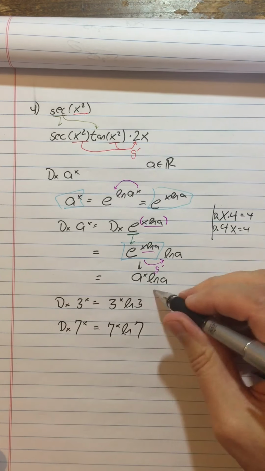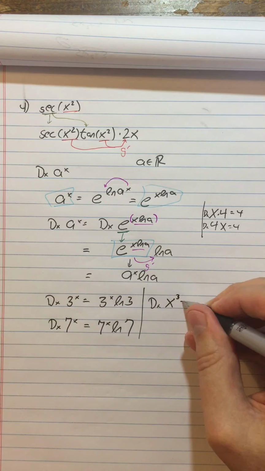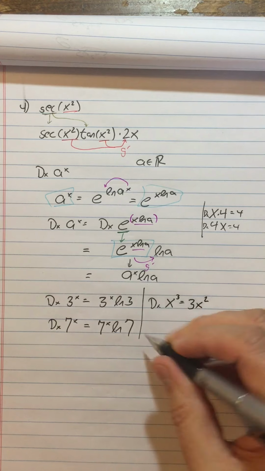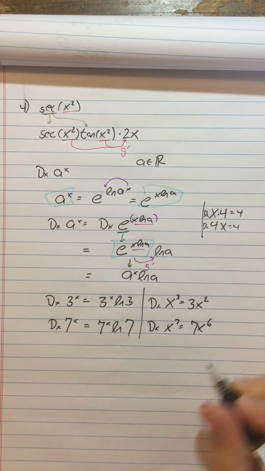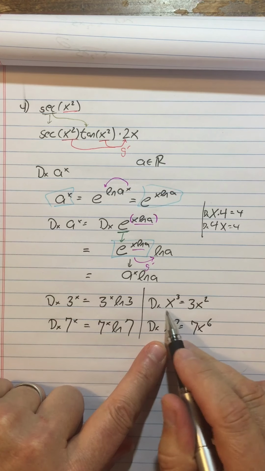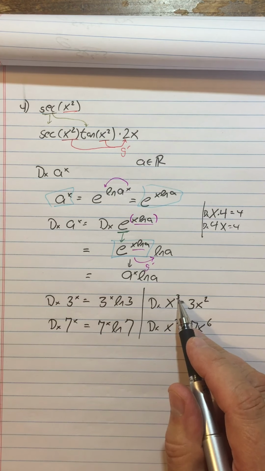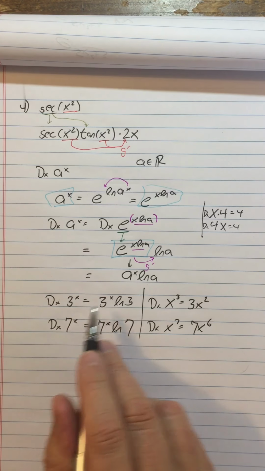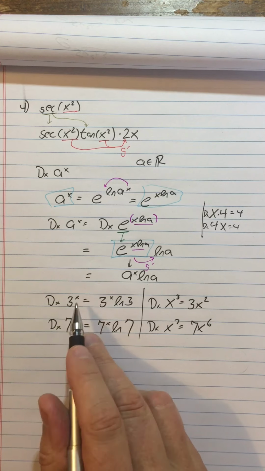All right, make sure you don't get confused between this and the fact that the derivative of x to the third power is 3x squared. The derivative of x to the 7th power is 7x to the 6th, okay? So we use the power rule when x is the base and a real number is the power, okay? We use the a to the x rule when the base is a real number and the power is in the exponent.